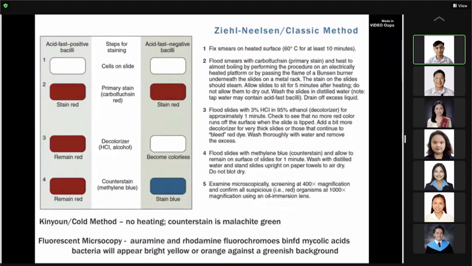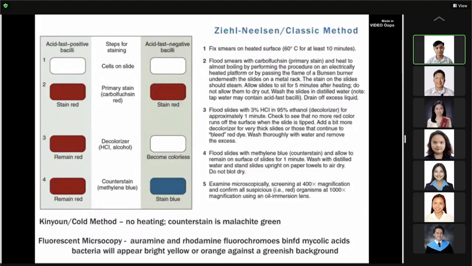So this is how we do AFB using the Ziehl-Neelsen or the classic method. We fix the smear. After the fixation, we flood the smear with carbol fuchsin, that is the primary stain, and we heat to almost boiling by passing the flame of a Bunsen burner underneath the slides on the metal rack.